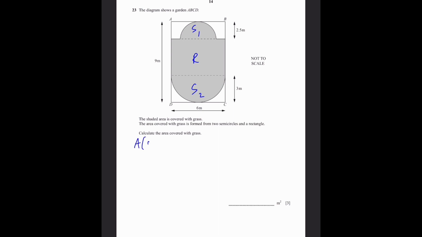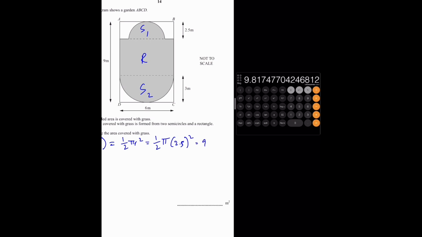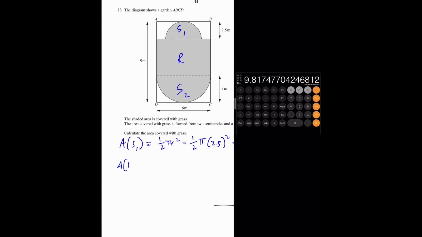So area of semicircle 1 is equal to half pi r squared, half pi into this length, which is the same as this one, 2.5 meters, whole thing squared. Just get a calculator out right here. Half into pi into 2.5 squared. That's 9.817 meters squared.